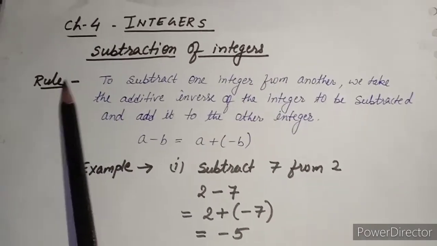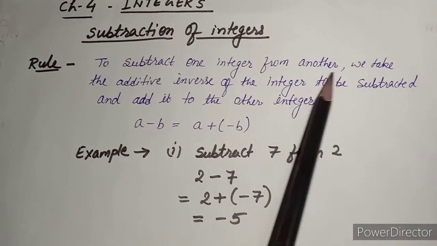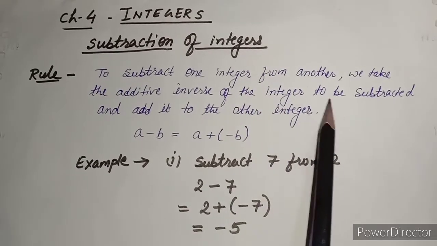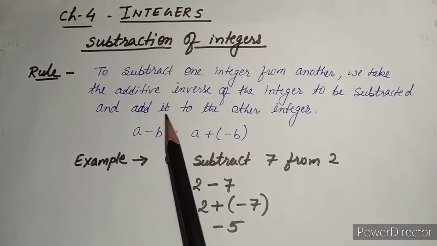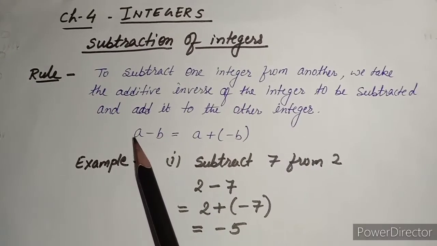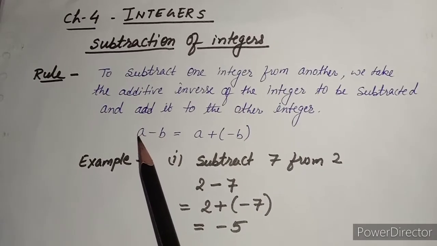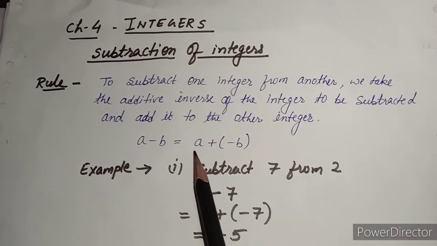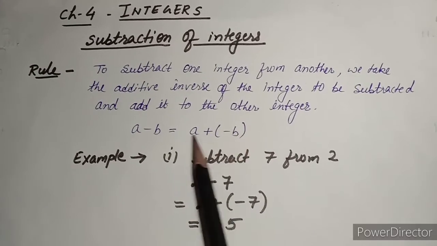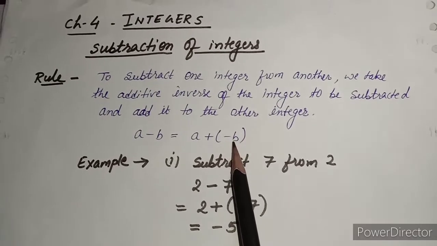The rule is: to subtract one integer from another, we take the additive inverse of the integer to be subtracted and add it to the other integer. You can see here a minus b. So b is to be subtracted from a. You can write it like this also: a is added to the additive inverse of b. The additive inverse of b is here minus b.